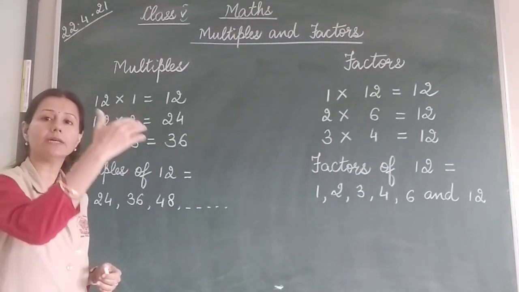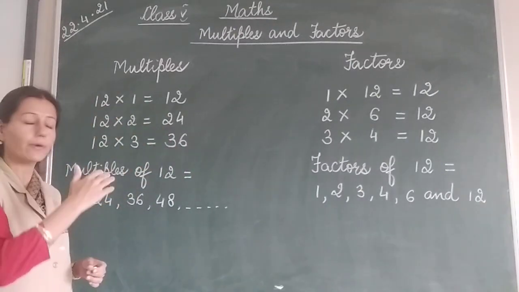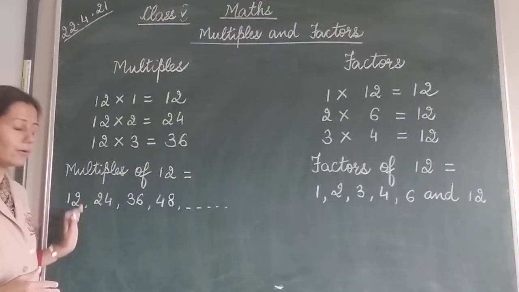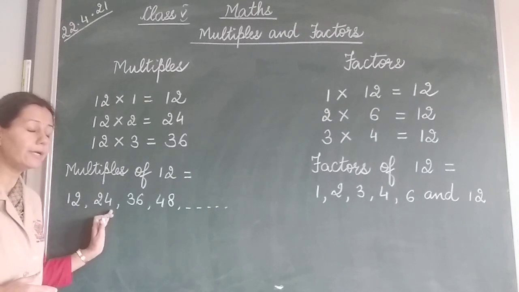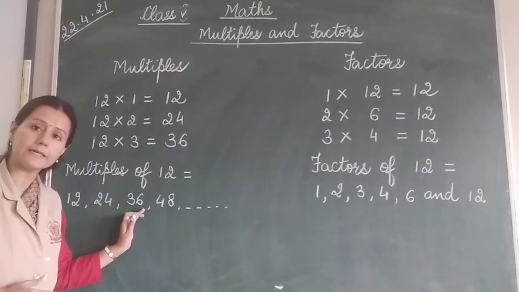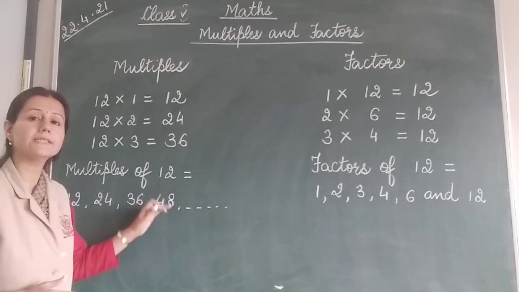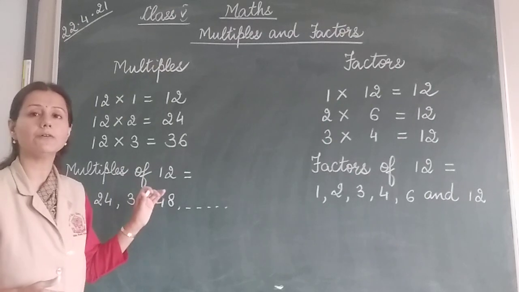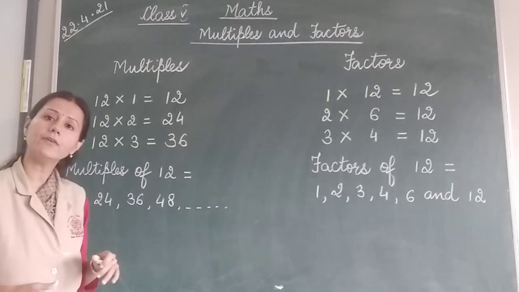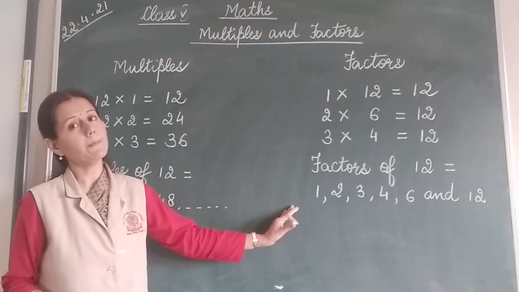Okay, 12, 24, 36, 48, the numbers which come in the table of 12, they are the multiples of 12. 12 ones are 12, 12 is a multiple of 12. 12 twos are 24, 24 is a multiple of 12. 12 threes are 36, so 36 is a multiple of 12. 12 fours are 48, so 48 is a multiple of 12. 12 fives are 60, so 60 is a multiple of 12. So like this we can go on finding out the multiples.